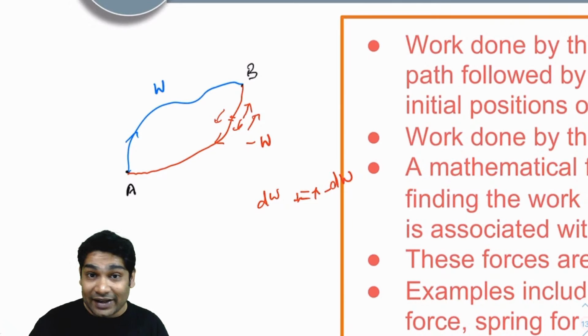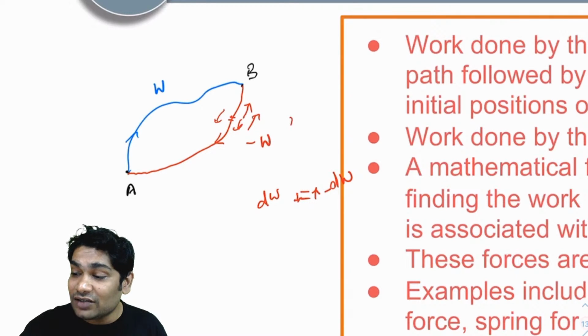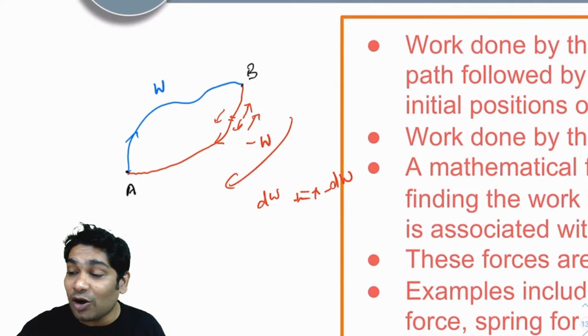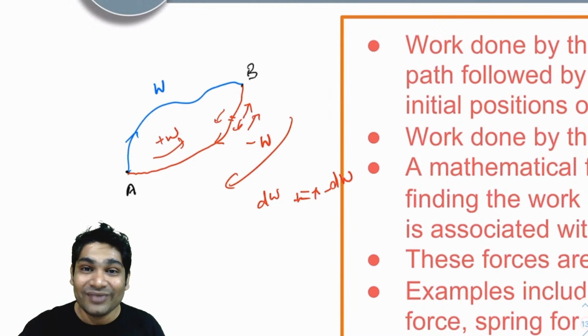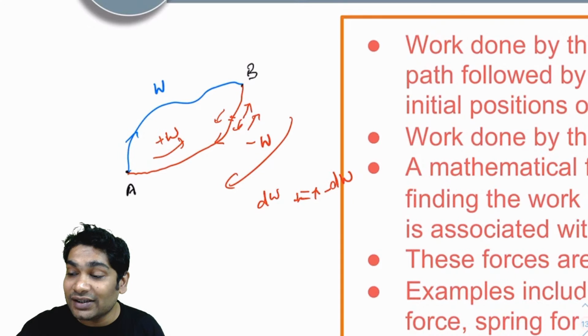So by that logic, I can say if the integral of f dot ds while going this way was minus w, what will be the integral of f dot ds while going this way? It will be plus w. Alright, I hope you guys followed this.